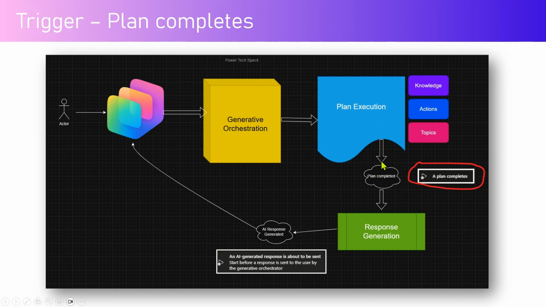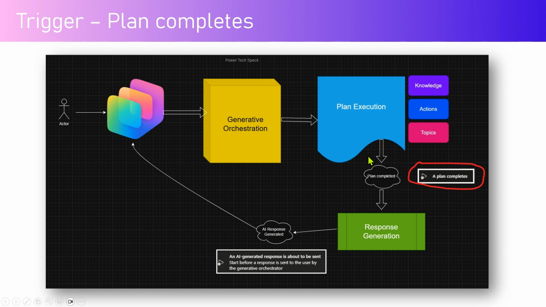This stage, from plan execution to response generation, is what we call plan completed. Here we have the ability to intercept the request. Before the LLM sends the response to the end user, we can interject and maybe change the response, do some housekeeping activity, or run some logic. So this is the point where the plan completes, and I'm talking about this trigger, Plan Complete.